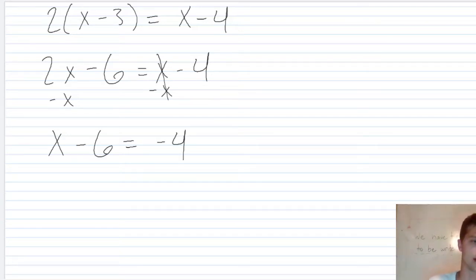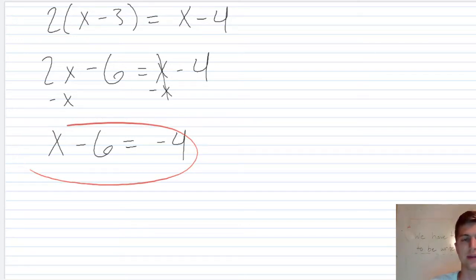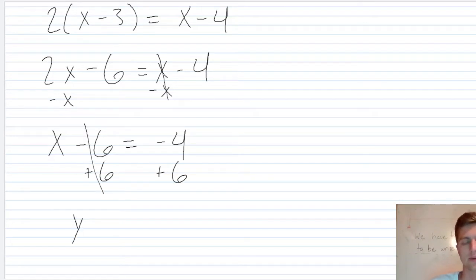And now look, we have all the x's together, and this is just a normal problem we know how to work with. How do we get x by itself? Well, what's happening to x? Right now it's being subtracted by 6. What's the inverse of subtraction by 6? Addition by 6. What we do to one side, we have to do to the other. These things cancel. We're left with x on the left. Negative 4 plus 6 gives us 2. x equals 2.